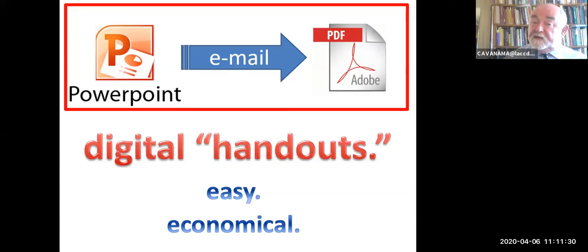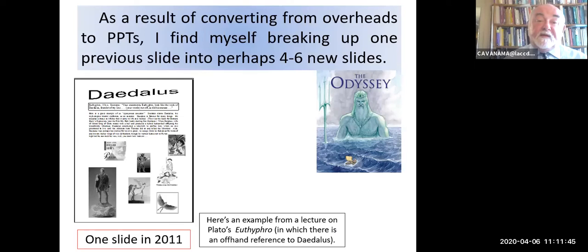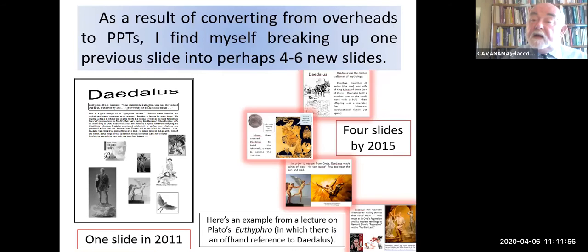I take my PowerPoint, I put it into Adobe Acrobat format, and I email it. The students can open it up, look at it, enlarge it, use it to embellish their notes, do lots of things with it. As a result of converting my plastic overheads to PowerPoints, I find myself breaking up one previous slide into many slides. So for example, in 2011, I had one sort of mixed black and white slide on Daedalus. We talk about Daedalus in terms of Socrates. And by 2015, that had expanded to four slides. The type size has gotten larger, and I'm able to use color.